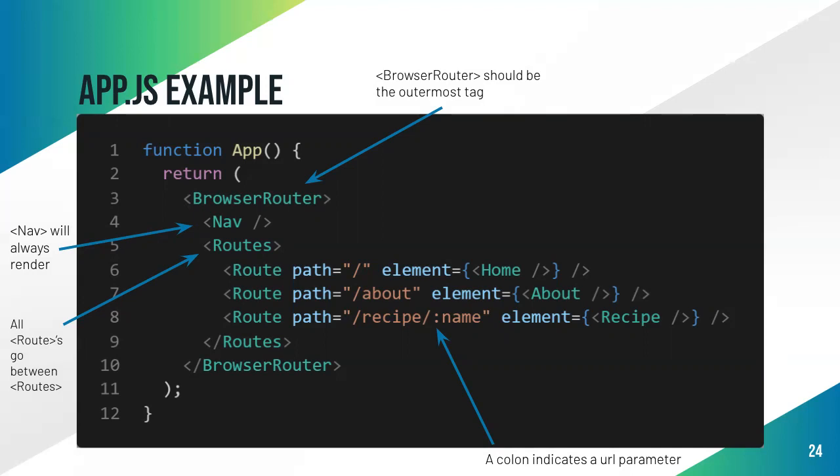Again, the first one, if there's no additional URL text added behind localhost 3000, the element is just going to render the home page. If we navigate to about, it's going to move to the about component, and then we can actually indicate URL parameters as well with React Router. And this is a little bit more complex, and we should get into an example in a minute. But if we go to something like recipe/pasta primavera, it'll render the recipe component, or any other valid name for a recipe is going to know to render that component.